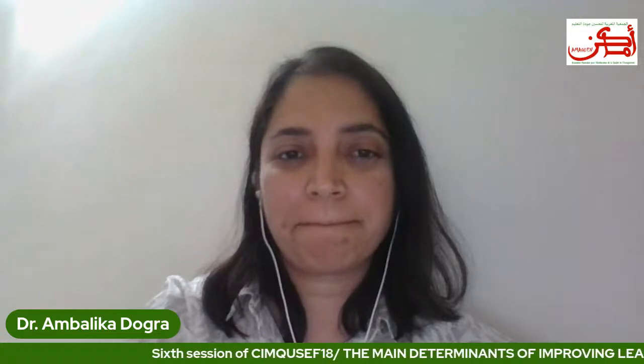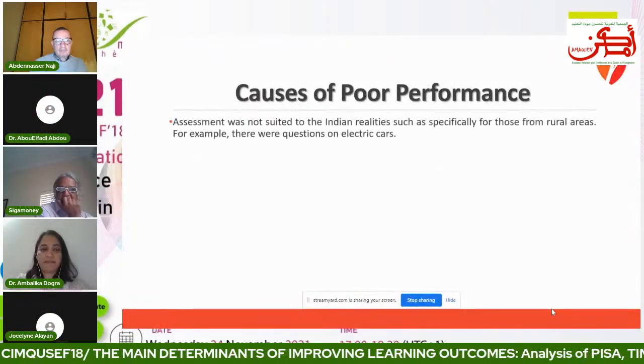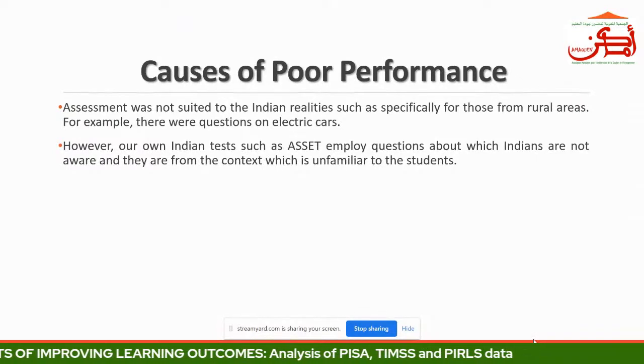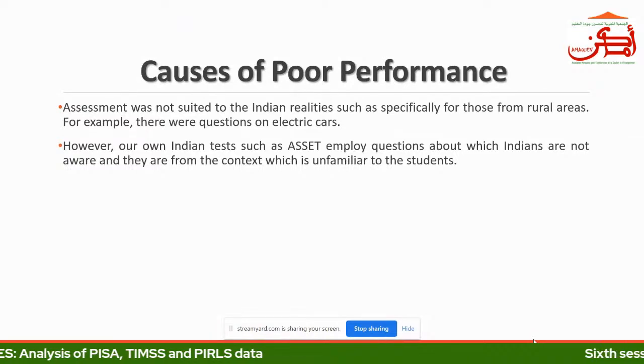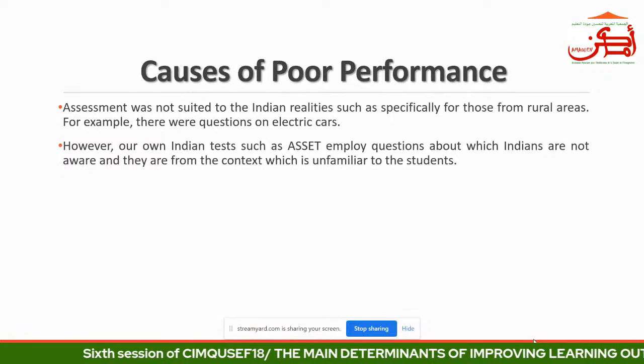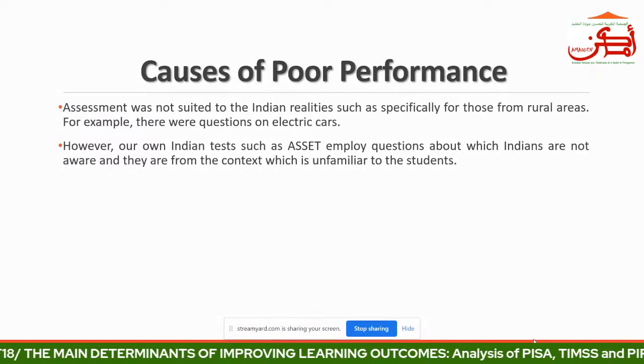Actually, I was at the causes of the poor performance of India in 2009. So I feel the assessment was not suited to the Indian reality, specifically for those from rural areas, because mostly the schools which participated in the PISA assessment were government schools and they were from rural areas. But there are some exceptions also. For example, ASSET is one of the tests which is conducted in India, and in ASSET, many unfamiliar questions were asked, and students performed very well in it also.